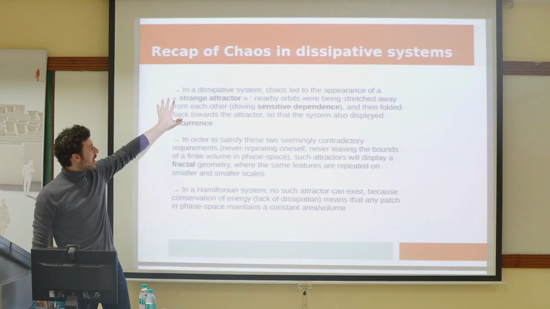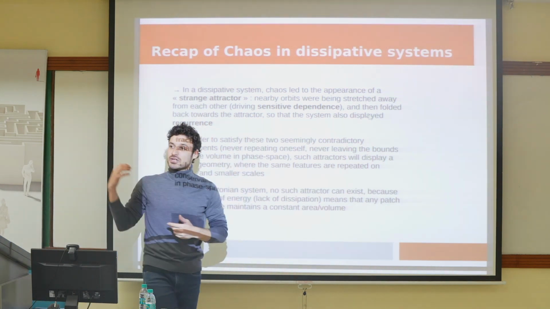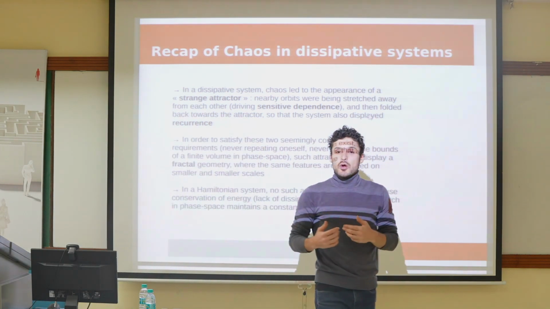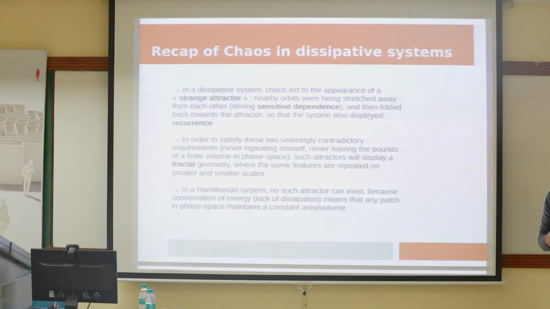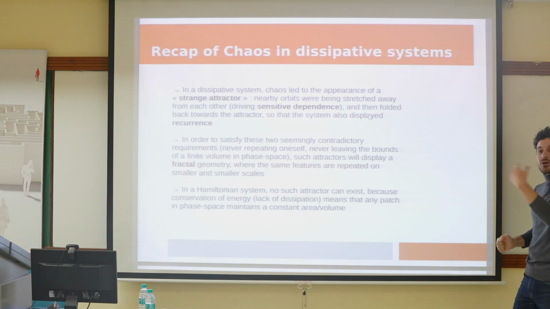So these two seemingly contradictory properties, recurrence and sensitive dependence, were the reasons that we sought out a new kind of geometry to model those strange attractors. And what we came up with was the notion of a fractal. A fractal is something that can be bounded in a finite area or finite volume, but have infinite complexity, right?